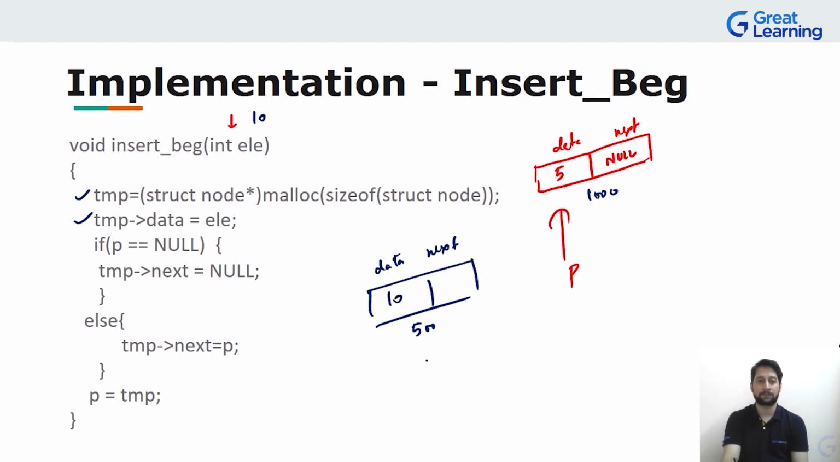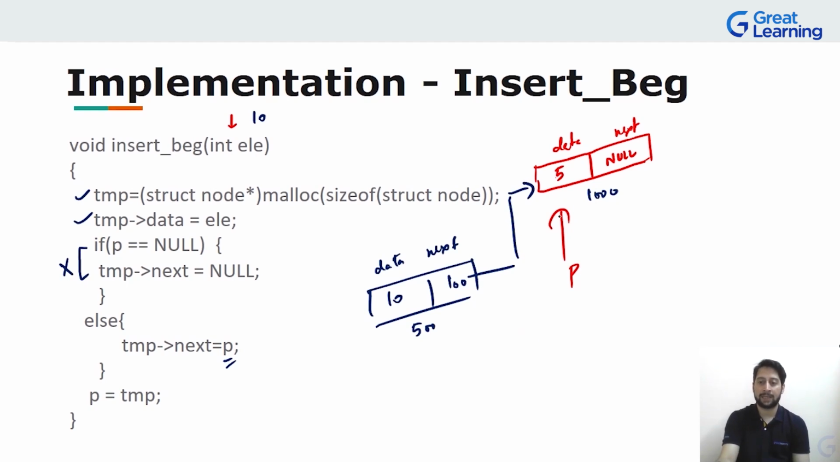It will be 500. Now, is our P equal to null? No, it is pointing to this node, which is 1000. So it is not null, so this won't be executed. Now we go into the else part. Whatever is in the temp's next, please store P in it. So P is pointing to 1000. So 500's next will be nothing but 1000. So this node is linked with this node.